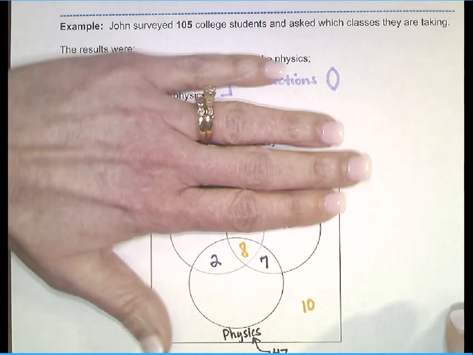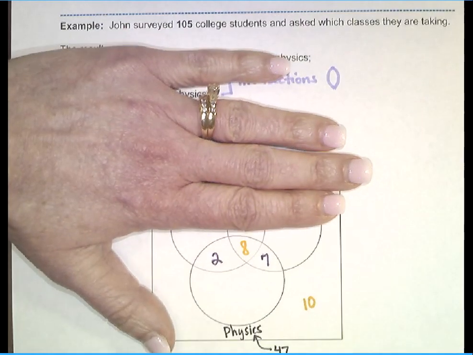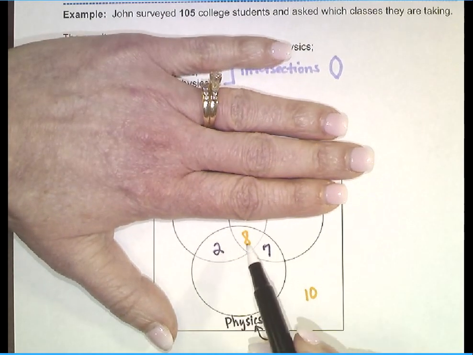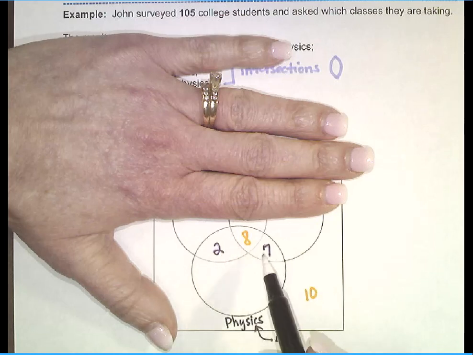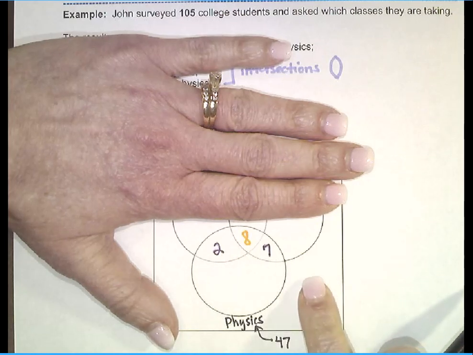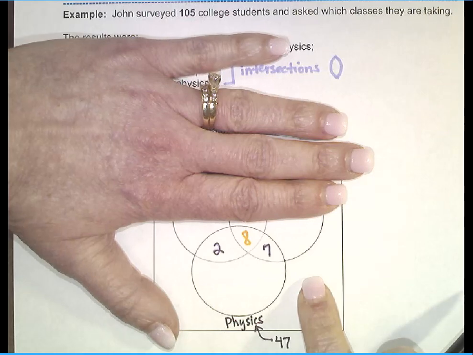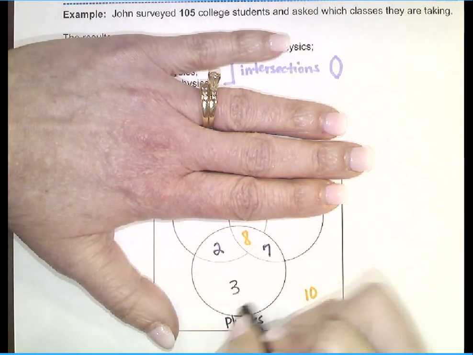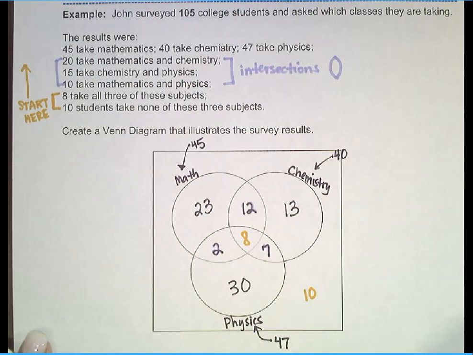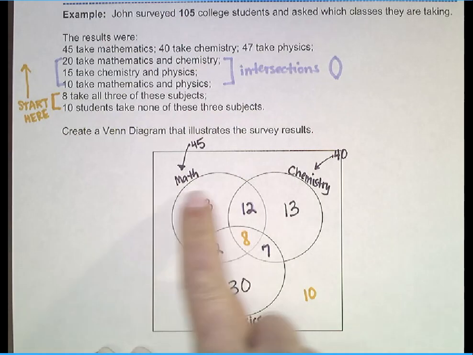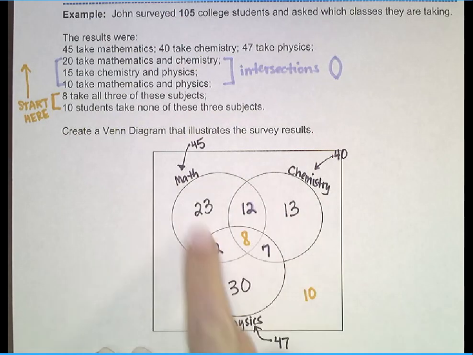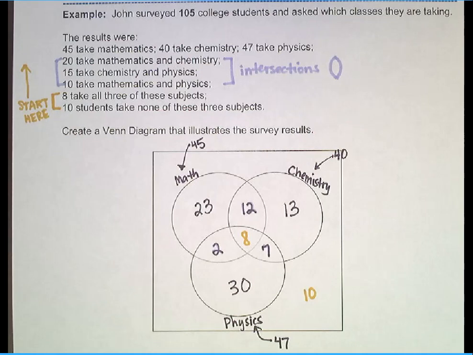And then for the bottom circle, for physics, it needs to add up to 47. We've got 2, 8, and 7. So that's 17 already accounted for. We just have to get the rest to 47. That's going to be 30. So now we have all of them arranged. If you add up all the numbers that you see, you should get 105.